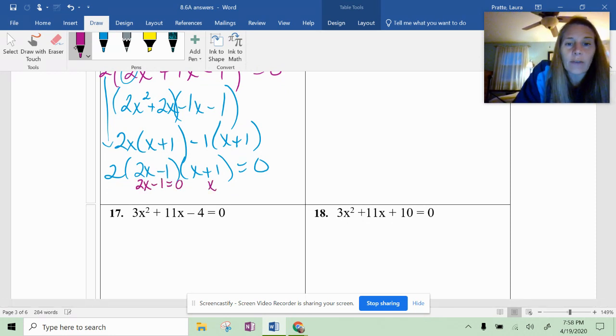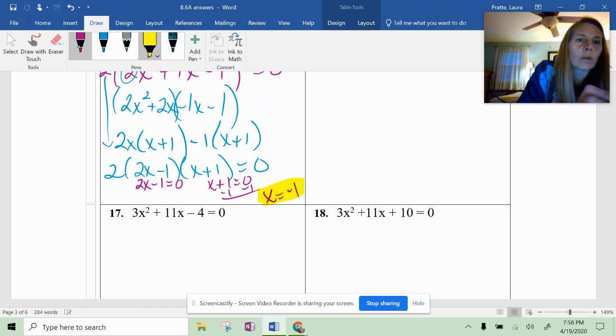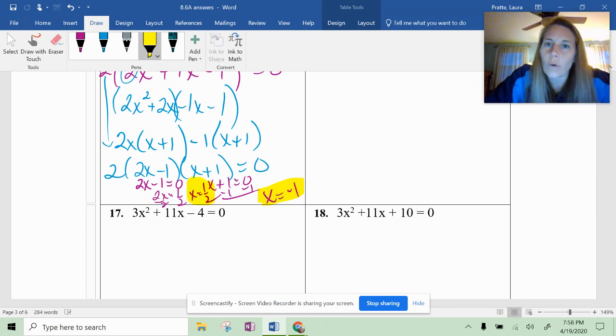So now each of these factors that has a variable, I'm setting equal to 0 and solving. So this one over here on the right is just going to be x equals negative 1. And then the one on the left, we're going to add the 1 over and divide by 2. So you're going to get 1/2 as that answer. And that's how you would solve a quadratic equation by factoring.